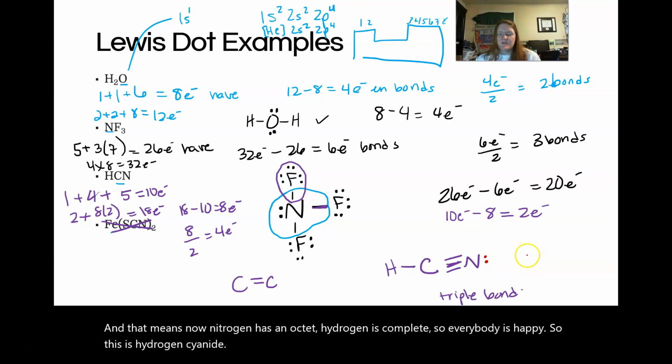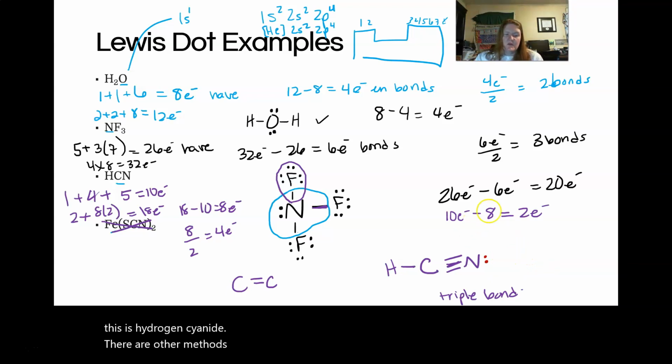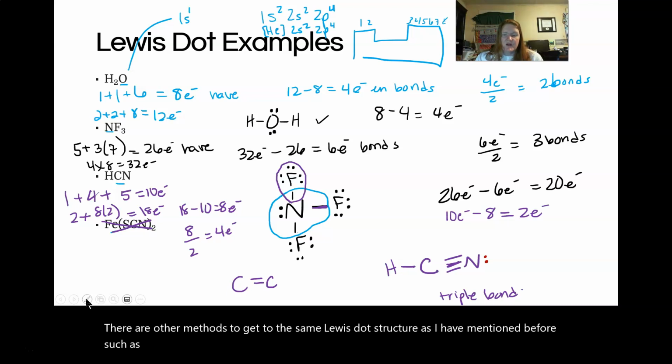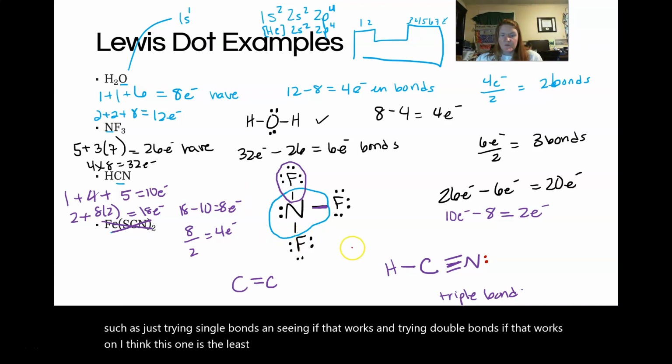There are other methods to get to the same Lewis dot structure, as I have mentioned before, such as just trying single bonds and seeing if that works, and trying double bonds, see if that works, on and on. I think this one is the least frustrating, but that's for me. So if this doesn't work for you, come and see me and I will show you the other ways.